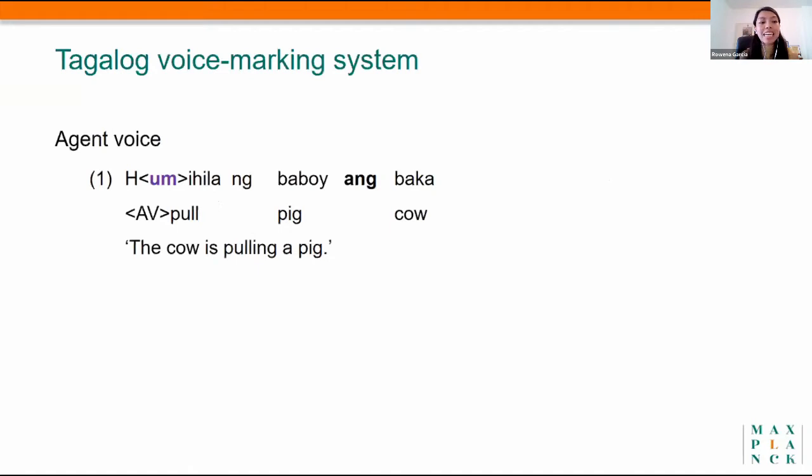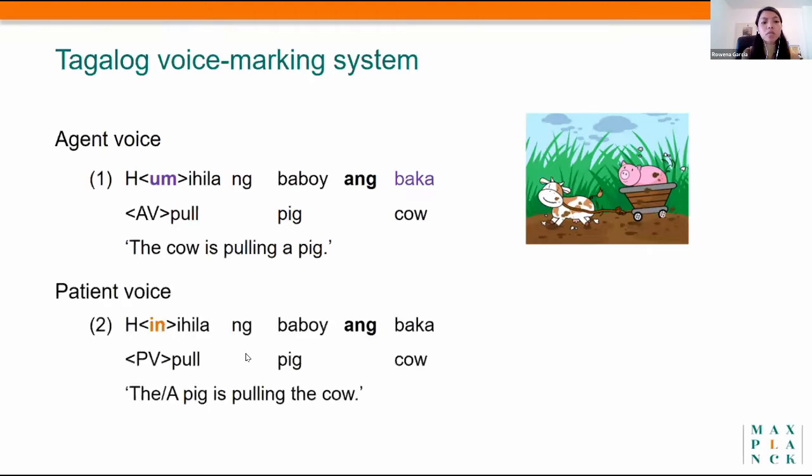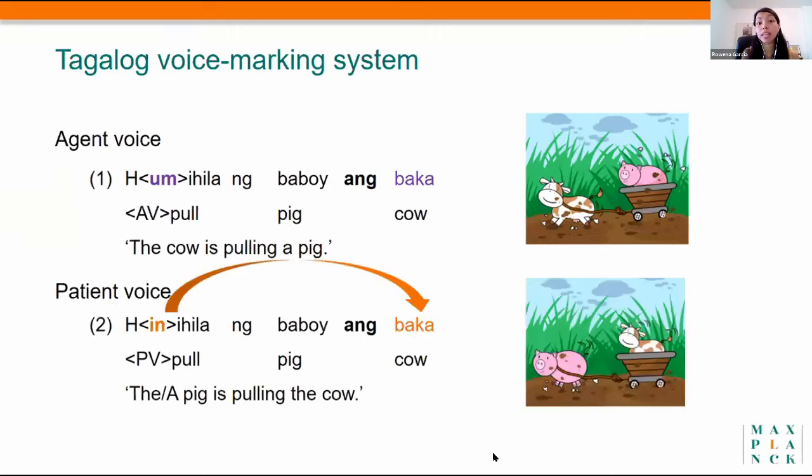In the agent voice, the infix on the verb hila, pull, tells us that the ang phrase, ang baka, the cow, is the agent of the action. So this sentence, humihila ng baboy ang baka, means the cow is pulling a pig. And here, just with a change in the voice marking on the verb, the patient voice infix in on the verb pull tells us that the same ang phrase, the same cow, is now the patient of the action. So this sentence, hinihila ng baboy ang baka, means the or a pig is pulling the cow. And another feature of Tagalog is its flexible word order.